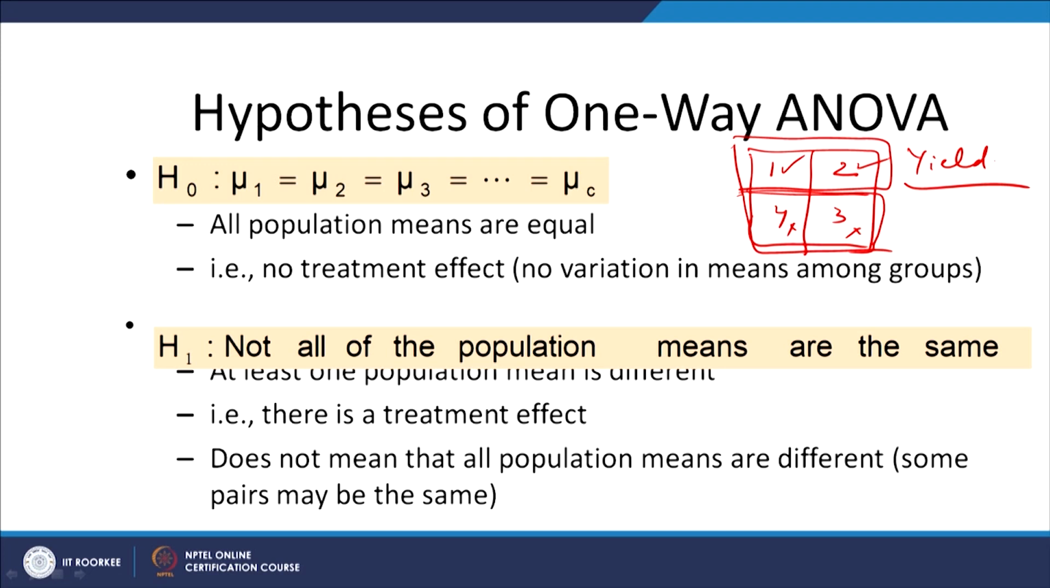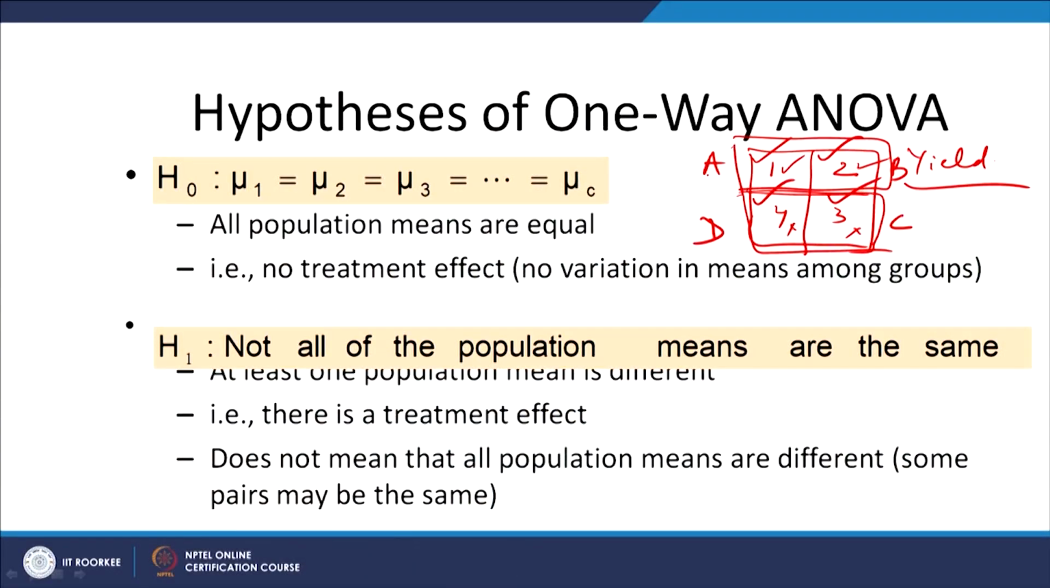Now, suppose I take the output from 4 different patches, 1, 2, 3, 4. Let us say there are 4 kinds of fertilizers I am using in this case: fertilizer A, fertilizer B, fertilizer C, fertilizer D. Now, I am trying to see the effect of fertilizer on the output. So, my first null hypothesis is that the yield from fertilizer A is equal to the yield from fertilizer B is equal to the yield from fertilizer C is equal to the yield from fertilizer D. That means the effect of the fertilizers is not there, all the fertilizers are giving the same output.